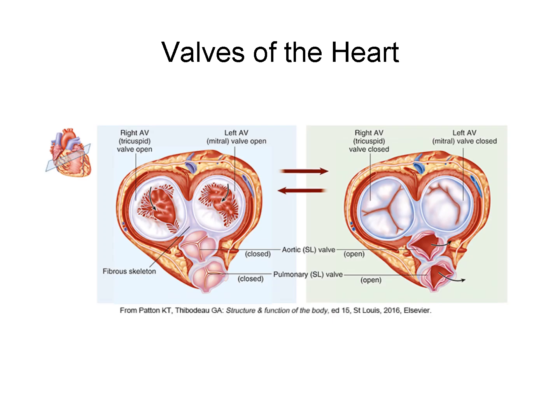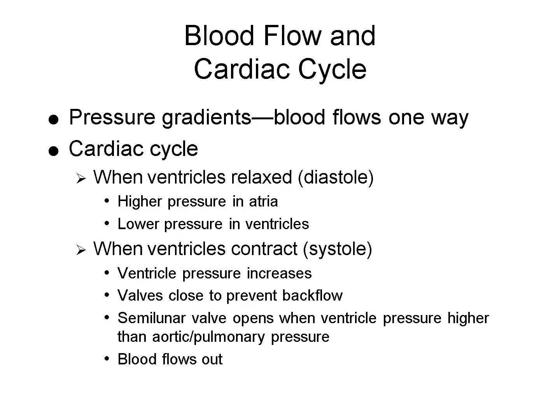Atrioventricular valves have flaps that close during ventricular contraction, preventing regurgitation. Semilunar valves feature cup-shaped cusps that seal tightly during diastole. Proper valve function is essential for efficient cardiac output. Blood flow in the heart is controlled by pressure gradients and valve actions.